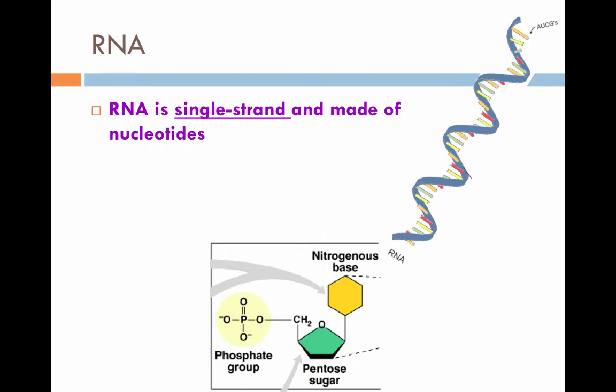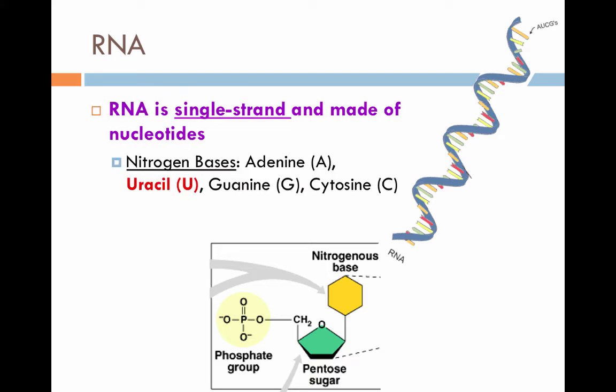RNA is single-stranded and made of nucleotides. The bases are adenine, uracil, guanine, and cytosine. Notice there's a uracil instead of a thymine, which was found in DNA. The sugar is called ribose instead of like in DNA where it was deoxyribose. And the phosphate is just a phosphate.